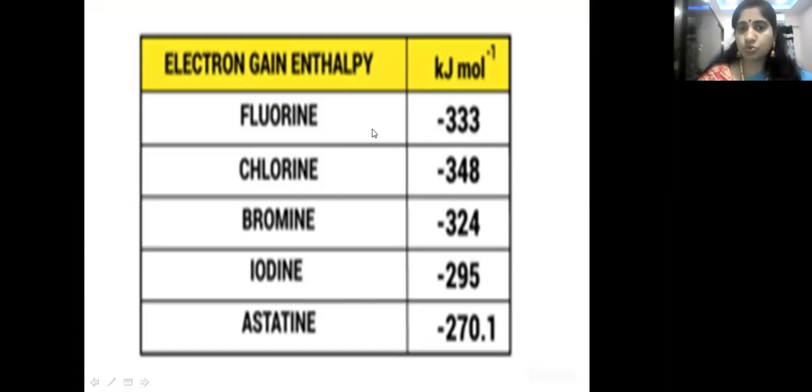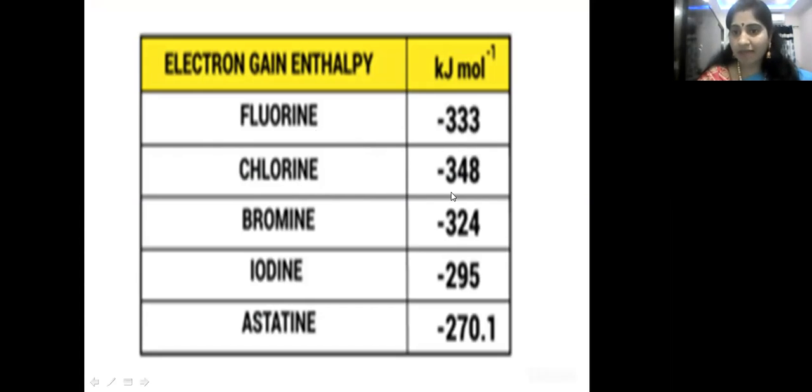But here, fluorine is having a small electron gain enthalpy when compared with chlorine. This is due to the very small size of fluorine. If you give one electron, then what happens? Inter-electronic repulsion will take place. So because of that, it will not attract that incoming electron. Whereas chlorine is having neither too small a size, nor too big a size. So that's why it easily accepts that electron. Because of that, electron gain enthalpy of chlorine is more when compared with fluorine.